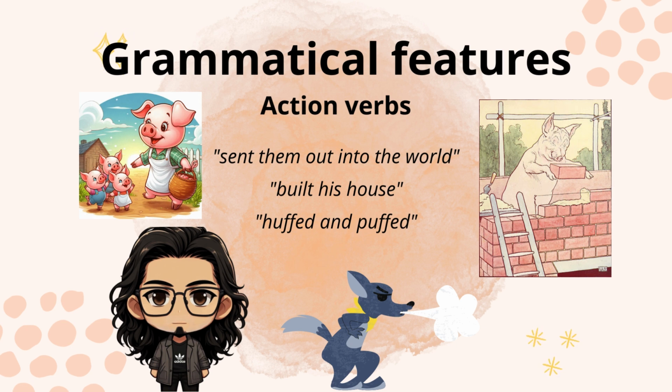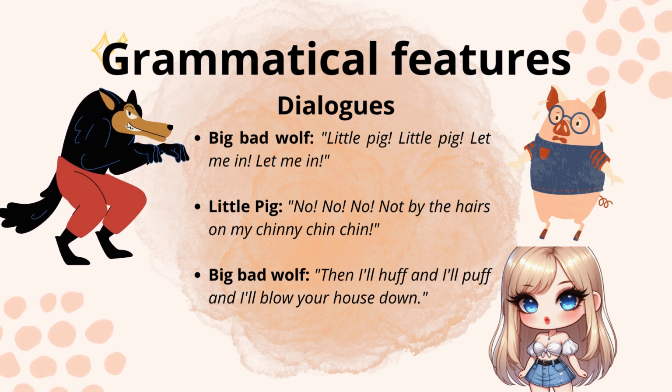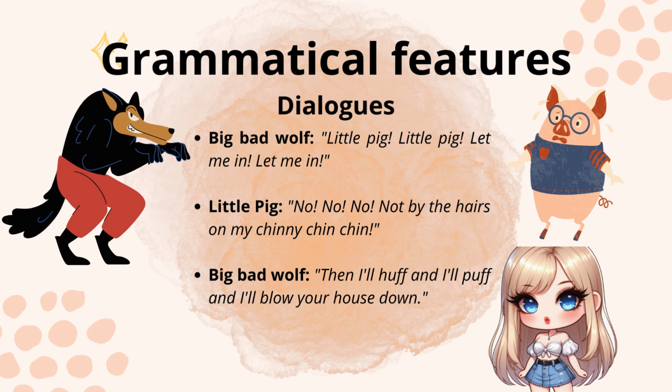In our chosen story, some examples of action verbs are when Mother Pig sent her 3 little pigs out into the world, when each one of the 3 little pigs built their house using different types of materials, and when the big bad wolf huffed and puffed to blow down the houses of the little pigs. Another grammatical feature of this type of text is the use of dialogues to show interactions between characters.